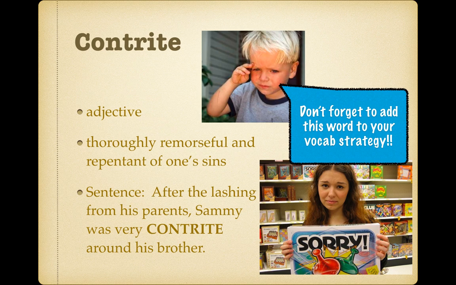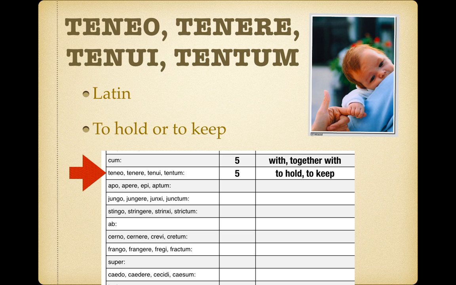We're going to move on to the next root. This is actually the only other root that we're going to be working with in this lesson. There are 4 words that use this root, so there will be a total of 10 words by the time this lesson is done. The root is teneo, and it means to hold or to keep. So please add this to your root card.